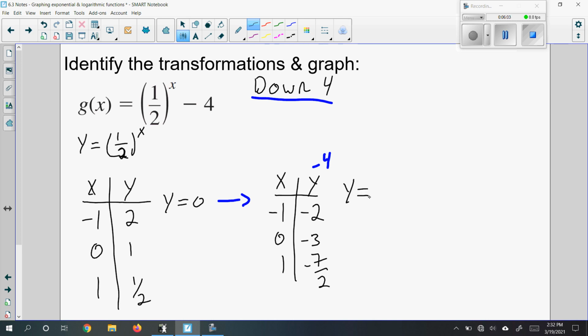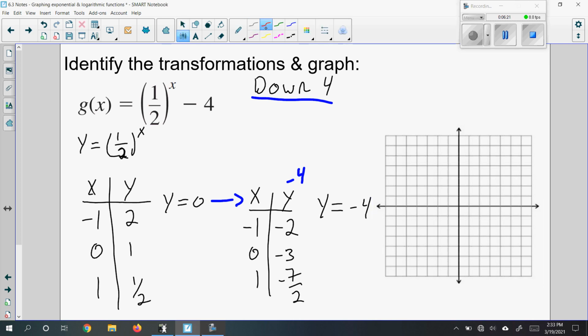The horizontal asymptote is impacted by this down 4. We're subtracting 4 from all of the y values. So we'll subtract 4 from the y equals 0, and we end up with y equals negative 4 as our horizontal asymptote.